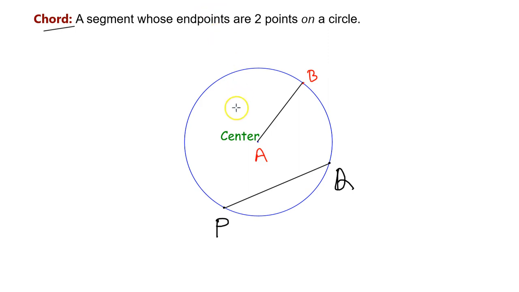What is the difference from the radius? We had a radius here. This is the radius because one endpoint of the radius is the center of the circle and the other endpoint is on the circle, and that was your radius. Okay, but this is the chord. A chord has both the endpoints on the circle.